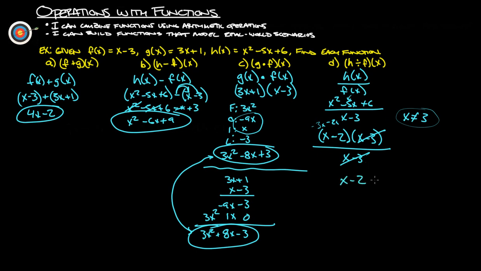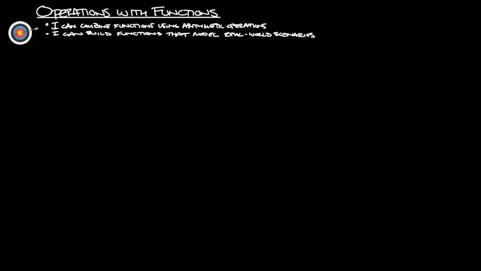minus 2 as our answer, but also where x cannot equal 3 would be our full answer on that. Because in the original up here, we could not have x equal 3. Otherwise, again, we'd be dividing by 0. Okay?